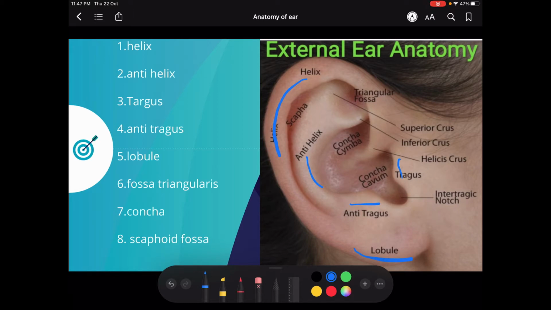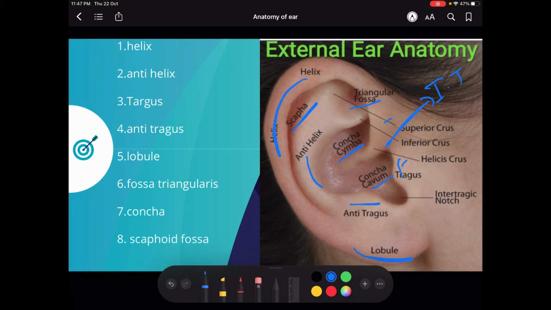boundaries, whereas it consists of triangular fossa, scaphoid fossa and the concha, which is further divided into concha cavum and the cymba conchae. And we have an intercartilaginous area which is devoid of cartilage at the root of the helix and the tragus, called the incisura terminalis. During the endaural approach, that is an approach to the tympanic membrane and the middle ear through the external auditory canal, the incision is given at the incisura terminalis.